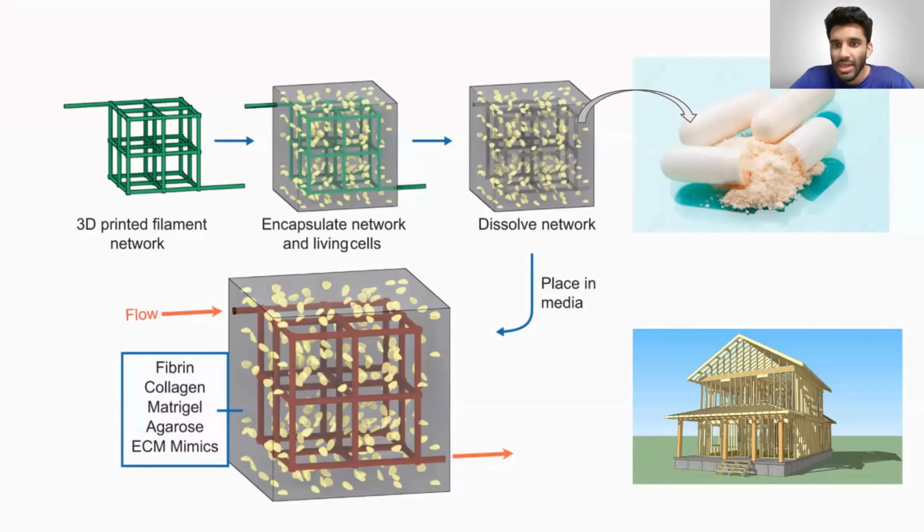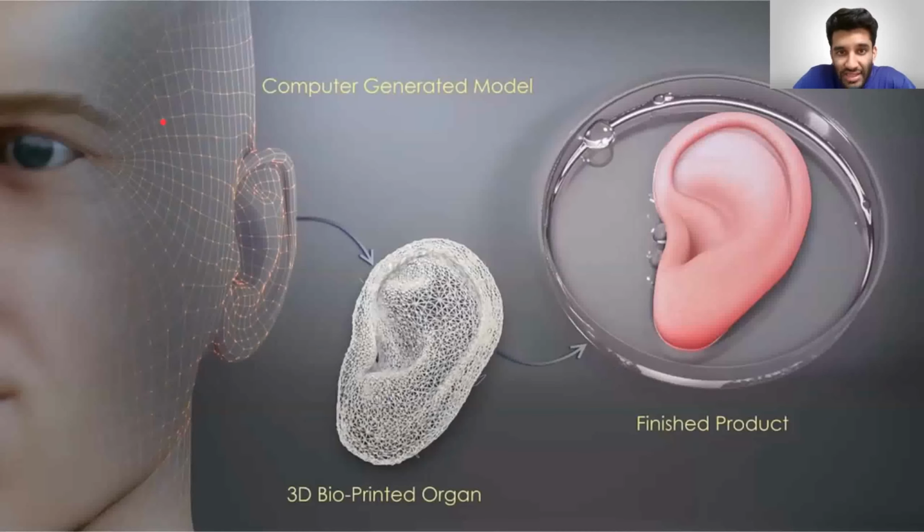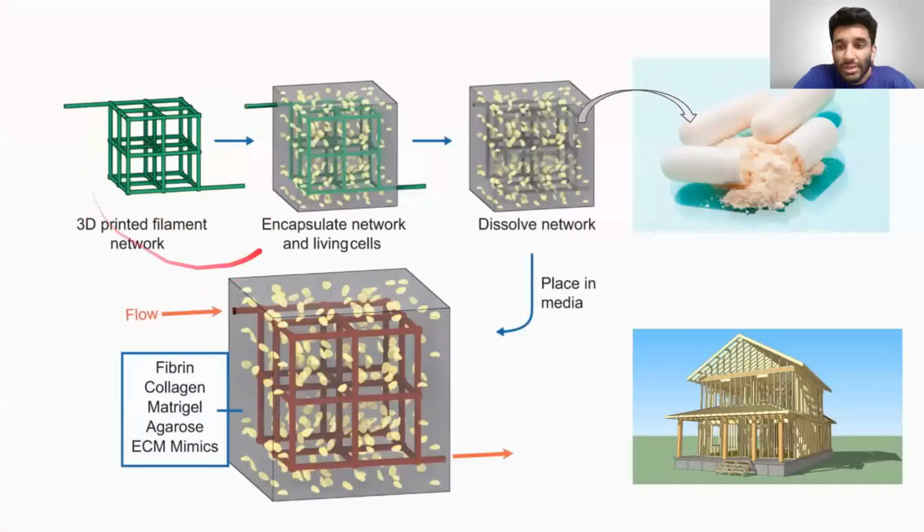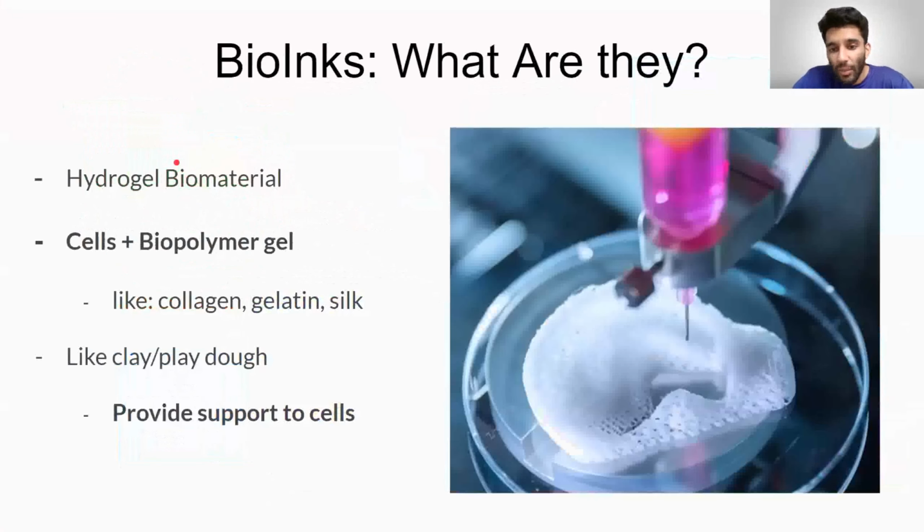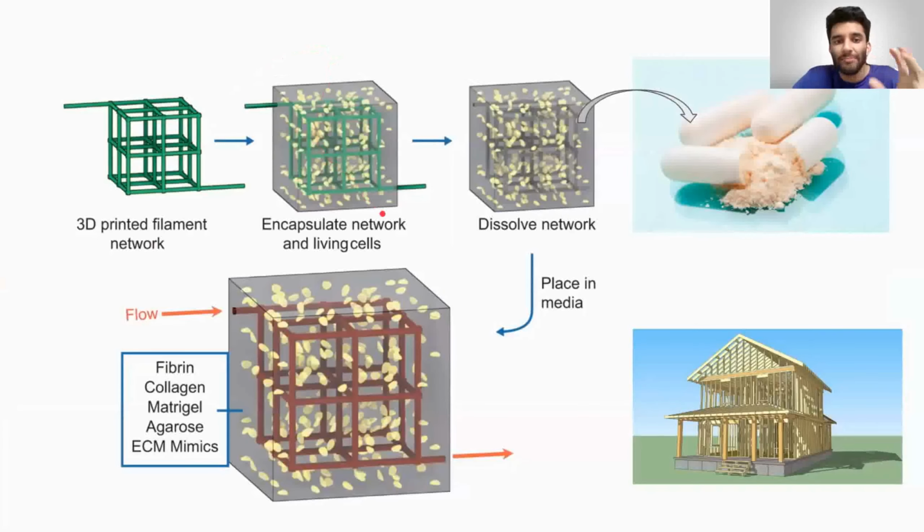And to delve a little bit deeper into how the scaffold process works, I'm going to walk everyone through it right now. This diagram might look complicated, so just bear with me. I promise it's very simple if you just listen to what I have to say. So essentially, what we're bioprinting here is a scaffold. This scaffold is a 3D printed filament network. And what we're doing after we create this filament network is encapsulating it in a liquid network of living cells.